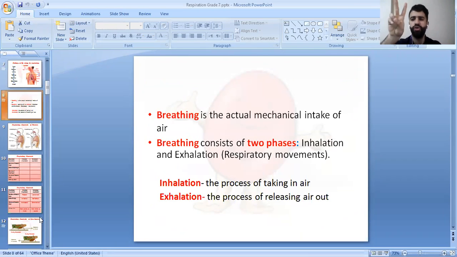Breathing consists of two main phases: inhalation, whenever we inhale; and exhalation, whenever we remove air outside the body. Inhalation is the process of taking air inside our body. This is inhalation. Exhalation, we are releasing air outside the body.